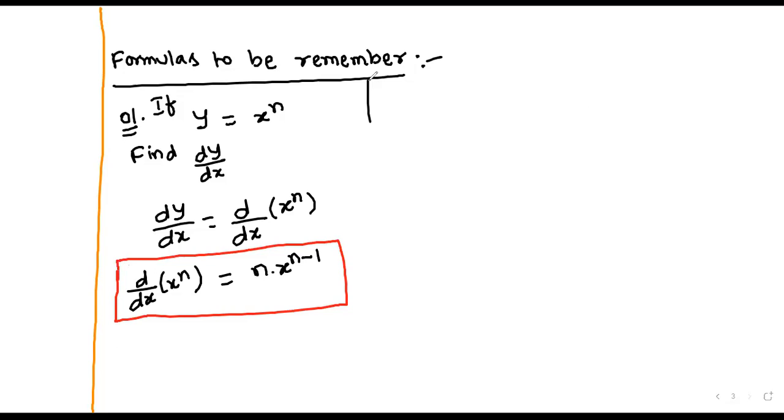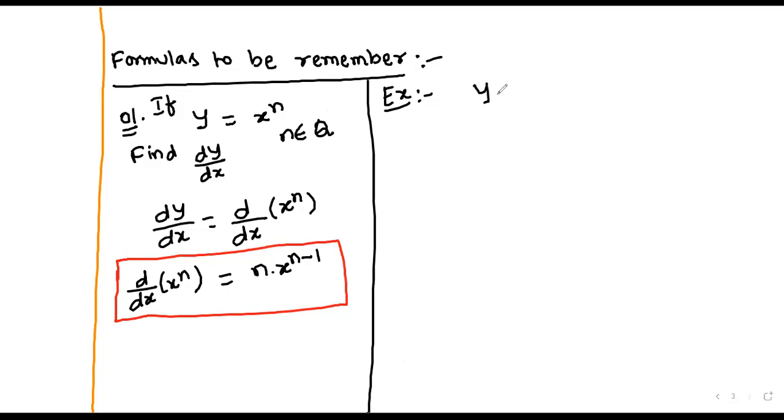Let us consider examples. Here n belongs to the set of rational numbers. It may be a positive integer, or a negative integer, or it may be in the form of p by q.